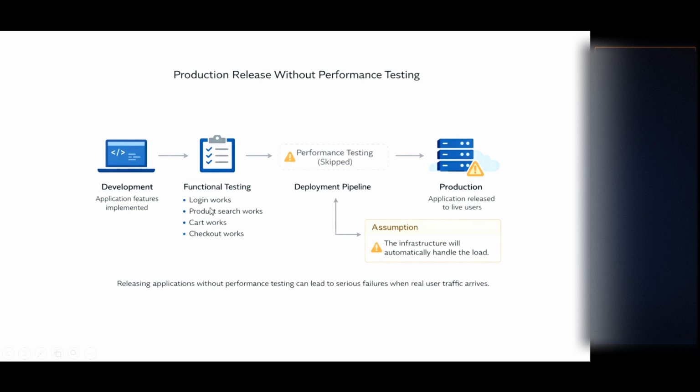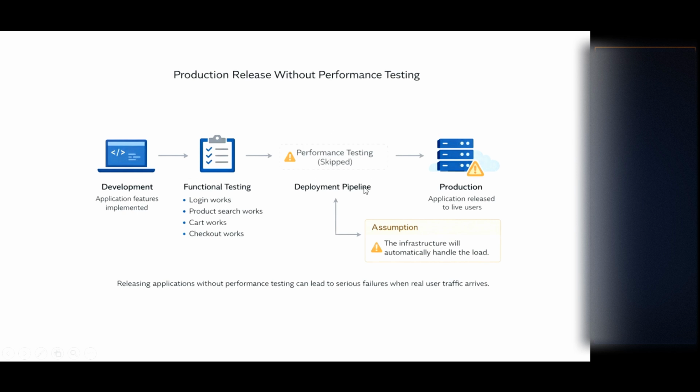Okay, and they mentioned that everything is working fine, but what they missed here is that they didn't execute the performance testing after introducing this new feature. They felt the infrastructure would automatically handle the load, so because of that, they didn't execute any performance testing. They skipped the performance testing, moved the code to production, and the application went live. This is what happened.